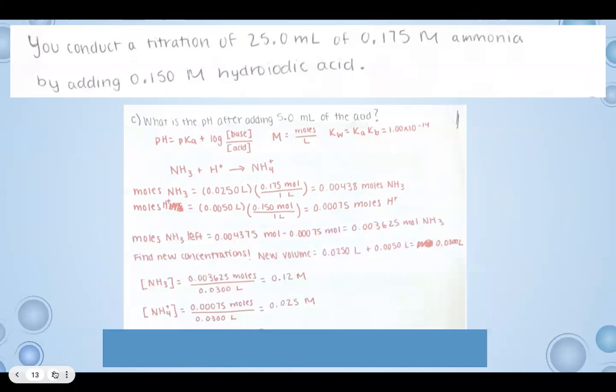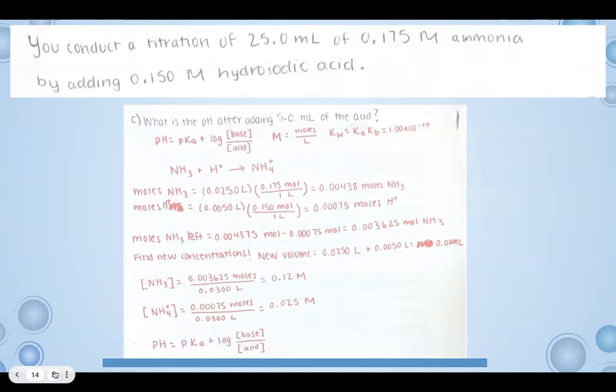Now we need to find the new concentrations. Our new volume is equal to 0.0250 liters plus the 0.0050 liters of acid added, which is 0.0300 liters. To find the concentrations, we use the moles that we found above and divide by our new volume, and we find that the new concentration of NH3 is 0.12 molar, and for NH4 plus, it's 0.025 molar.